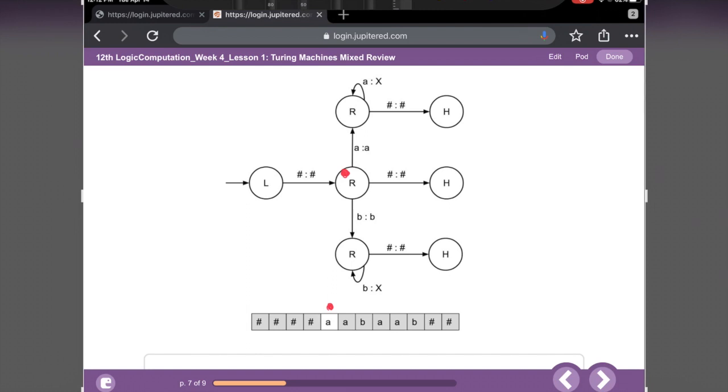So we see an A, and we'll follow this state transition, and then we'll immediately go to the right. We see an A, replace it with an A, and now we're here. Okay, now what? We see an A, and the state transition says replace that A with an X, and then go to the right again. So we go to the right after replacing that with an X.